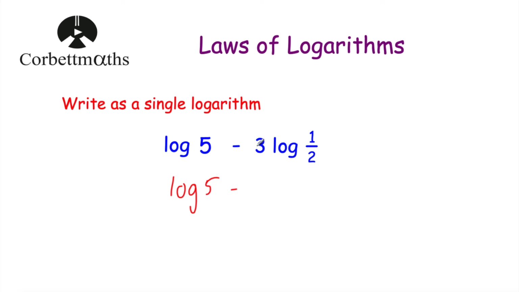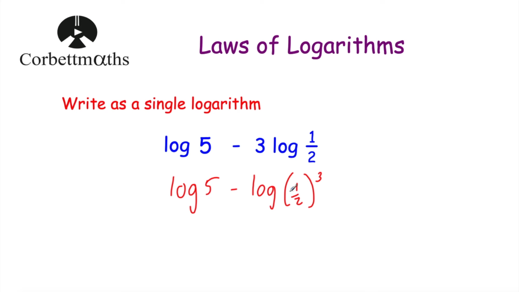Now what we're going to do is bring the 3 up as a power, so it's going to be log, and then we've got a half, I'm going to put it in a bracket, and then we're bringing the 3 up as a power, so that's going to be cubed. So we've got log 5 subtract log a half cubed. We're bringing that 3 up and doing a cube there.